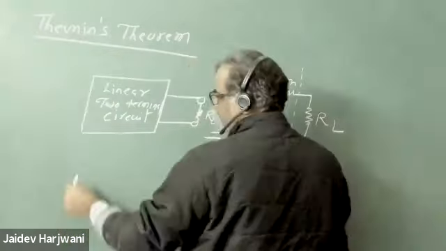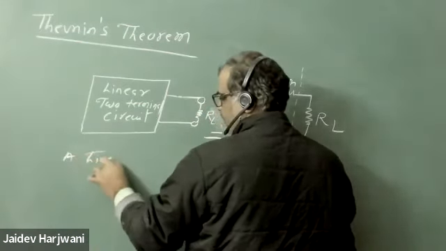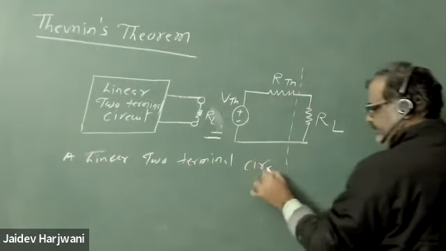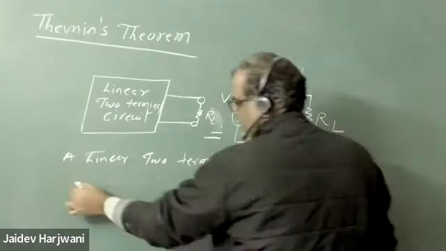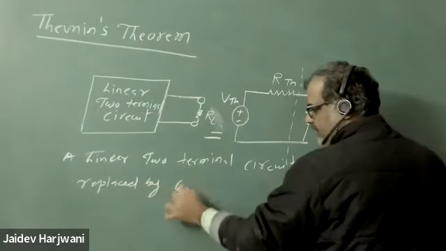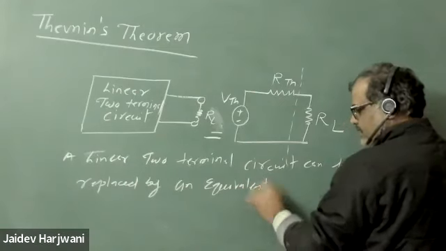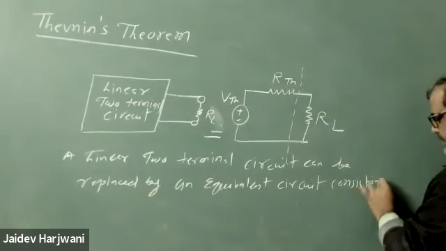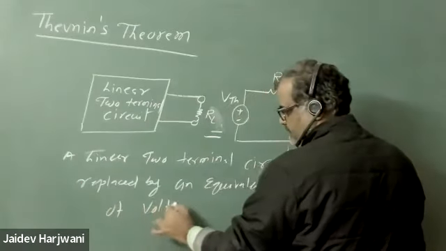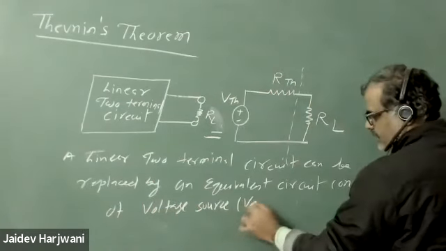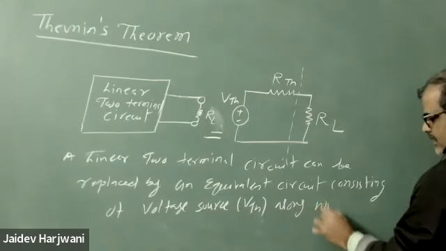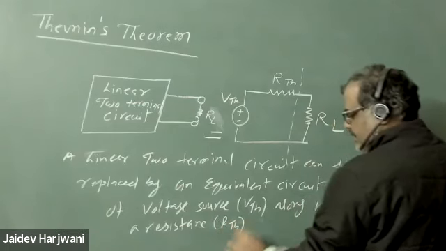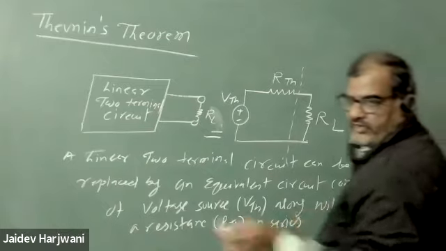So what is the statement? A linear two terminal circuit can be replaced by an equivalent circuit consisting of a voltage source VThevenin along with a resistance RThevenin in series.